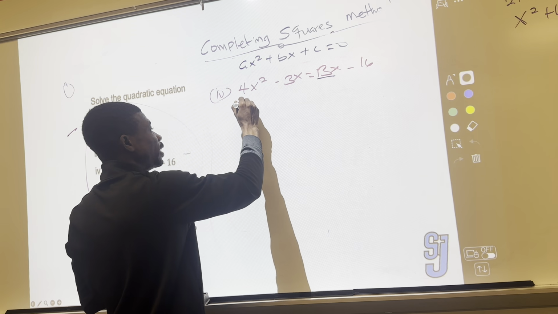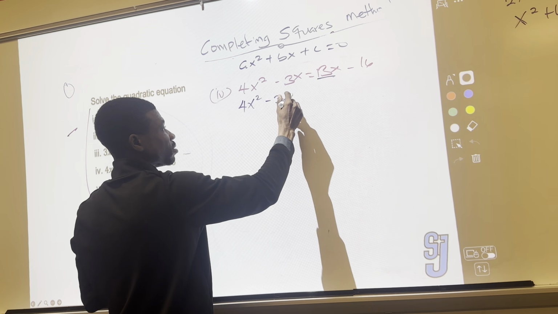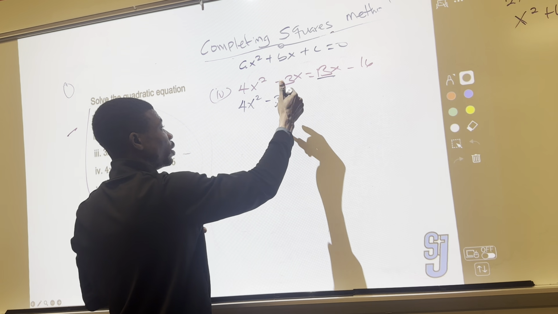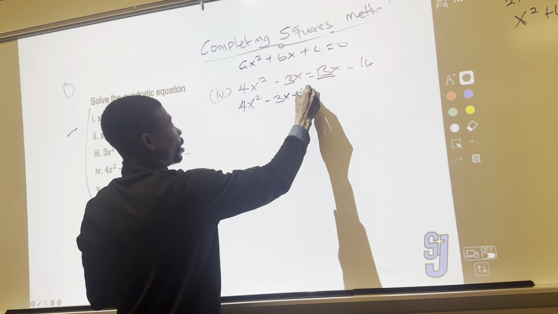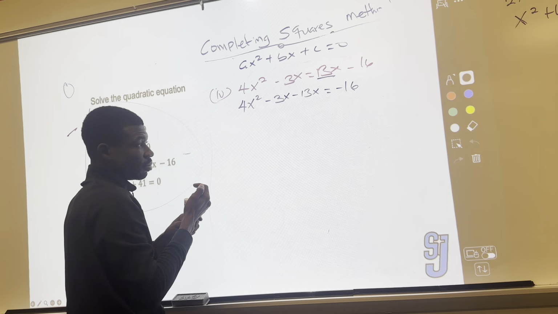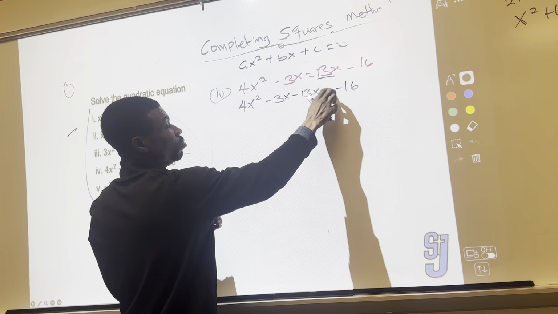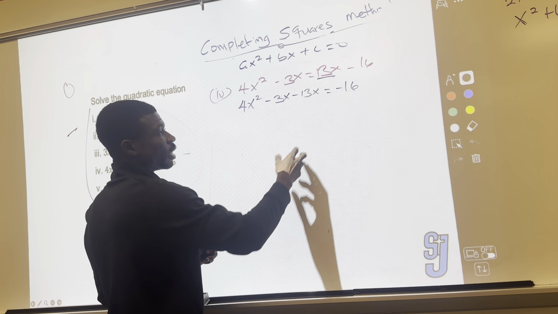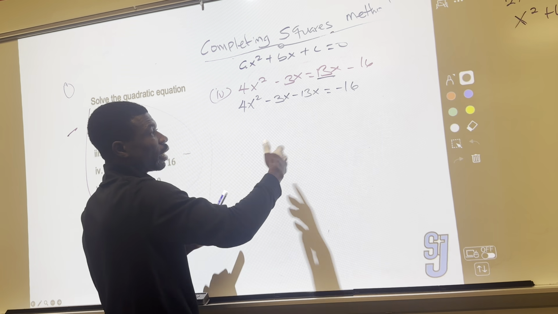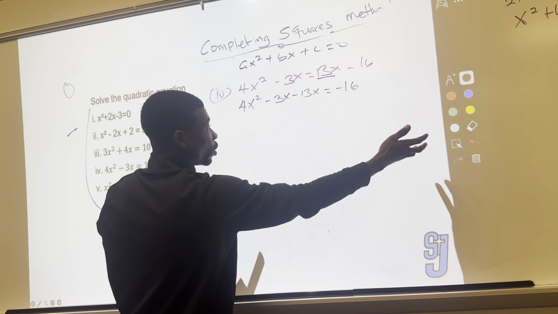So I'm going to write this as 4x squared minus 3x. So you subtract 13x from both sides of the equation. So minus 3x minus 13x equals minus 16. And this is acceptable because you will eventually move this back again, and so there's no need bringing it back. Then you get to the third step, then also move it back. If you have only your constant left at the right side of the equation, it's okay.